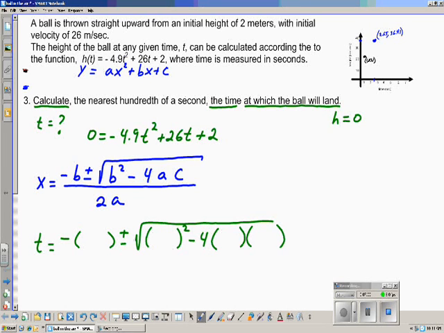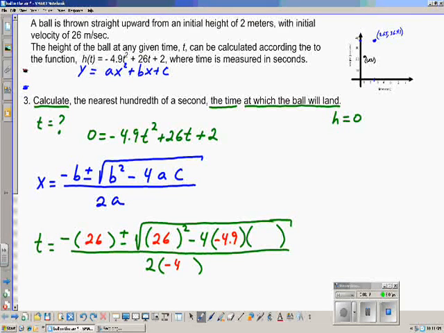And I like to write my formula out with empty parentheses where all the variables are going to go. That just helps me keep track of negative signs and keep track of my operations. I find it to be very helpful, so I highly recommend writing your formula out in this skeleton form. Now I can put in my numbers. So the 26 is in the b position. The negative 4.9 belongs in the a position. And of course the c is the 2.